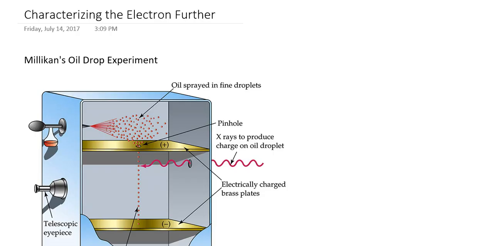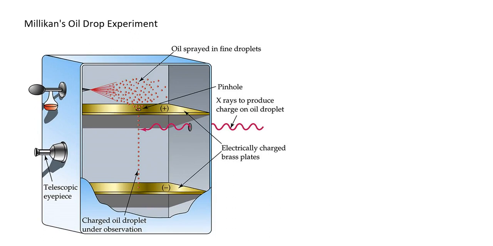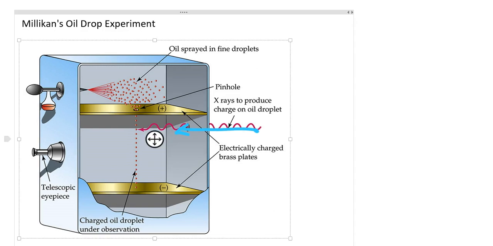Millikan was able to actually separately determine each value, and the way that he did that was by this experiment in which he took a spray of oil and bombarded the oil with X-rays. That's what this portion of the diagram represents, an X-ray source bombarding the oil droplets, and that imparted a charge, and this charged droplet would then be forced to fall down towards the bottom of this compartment via gravity.